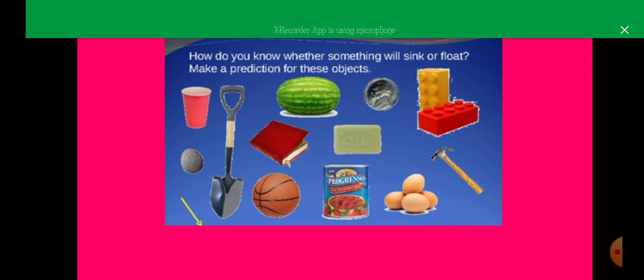Let's try to make a prediction of the objects displayed on the slide. When you put a watermelon inside the water, does it float or sink? Or when you put a stone inside the water, what happens to such objects? Does it float or sink? So also when you put a plastic cup inside the water, does it float or sink? So I want us to make a prediction of these objects, either it floats or sinks.